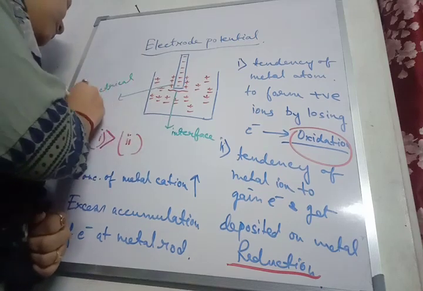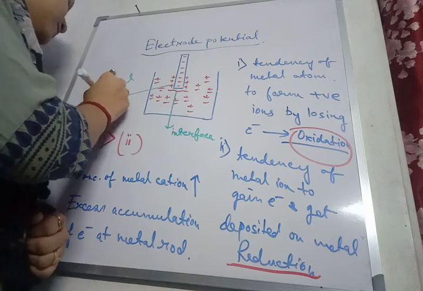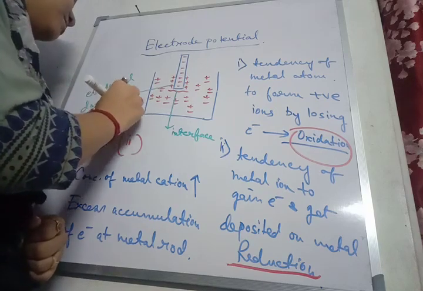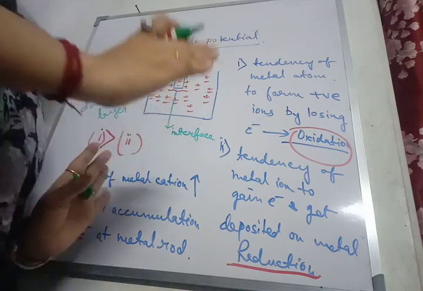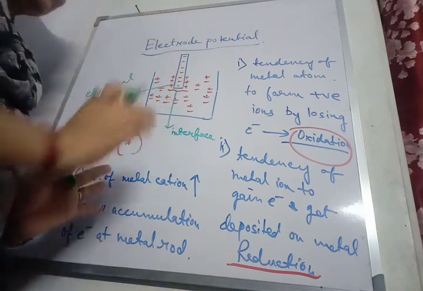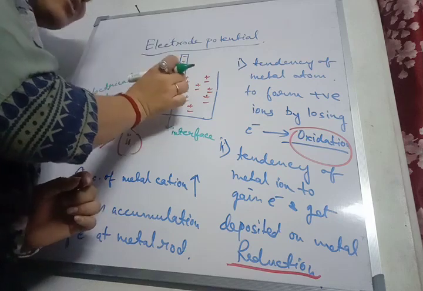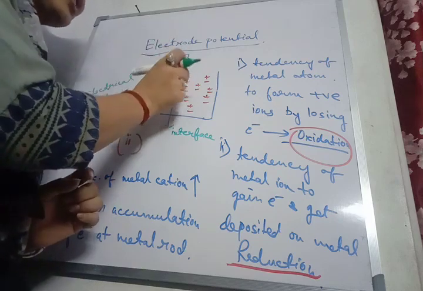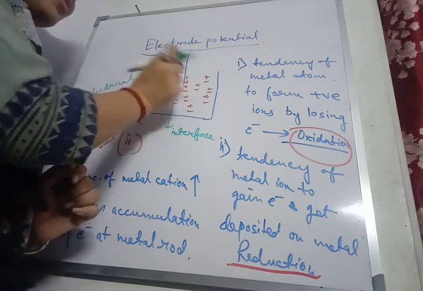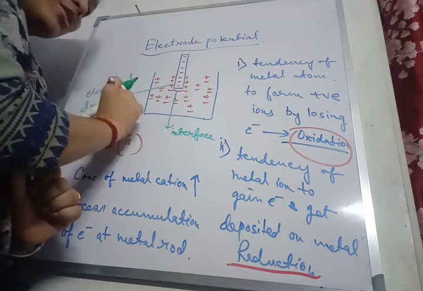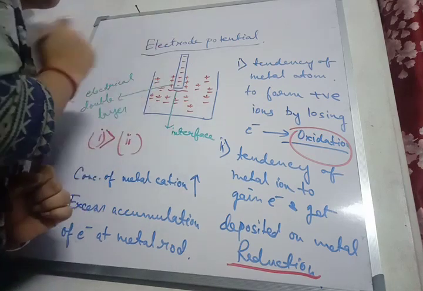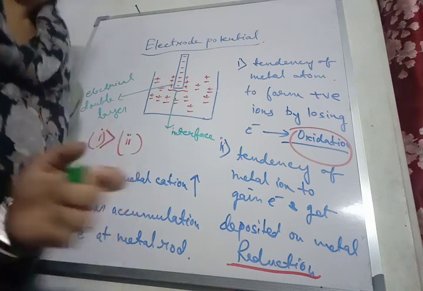Electrical double layer, why? Because it has a combination of both charges, right? Throughout the solution will be electrically neutral. It is only at the interface that we are going to have this combination of positive and negative charges that represents the formation of the electrical double layer. Now this electrical double layer formation gives rise to the electrode potential, right?